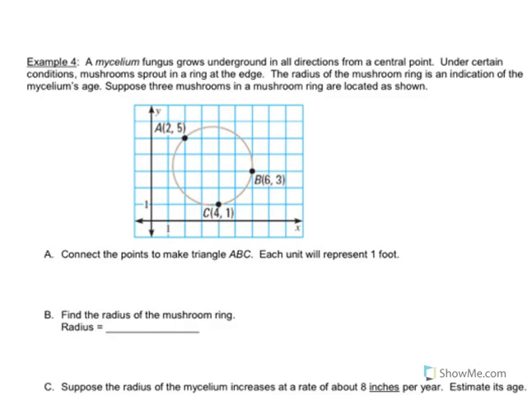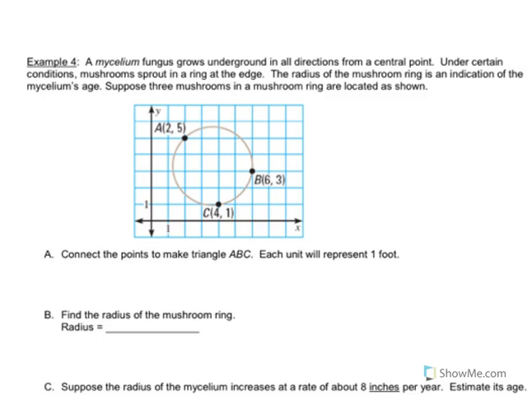Okay, so the question says mycelium fungus. Mycelium? I don't know. One of you scientist types can tell me how to say that. Grows underground in all directions from a central point. Under certain conditions, mushrooms sprout in a ring at the edge. The radius of the mushroom ring is an indication of the mycelium's age. Suppose 3 mushrooms in a mushroom ring are located as shown. Connect the points to make a triangle.